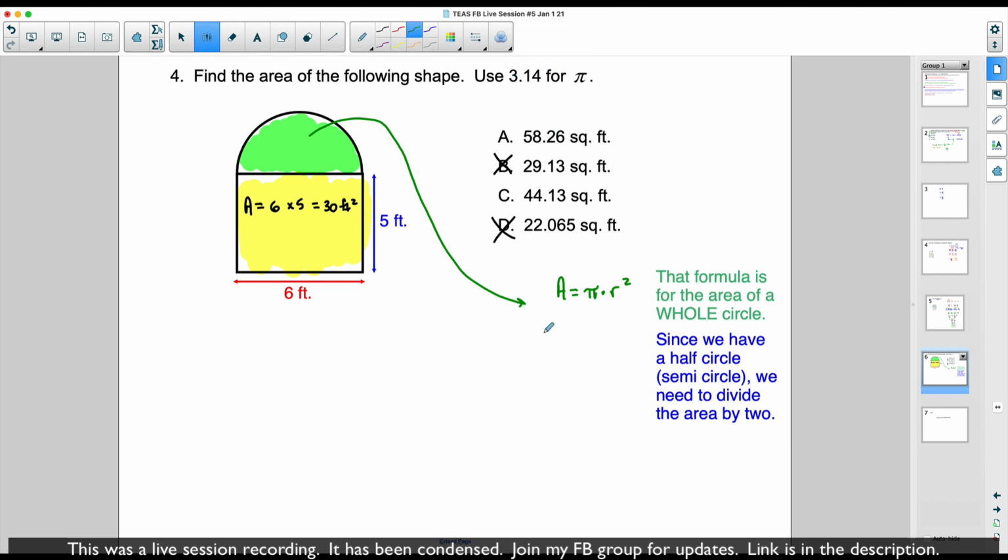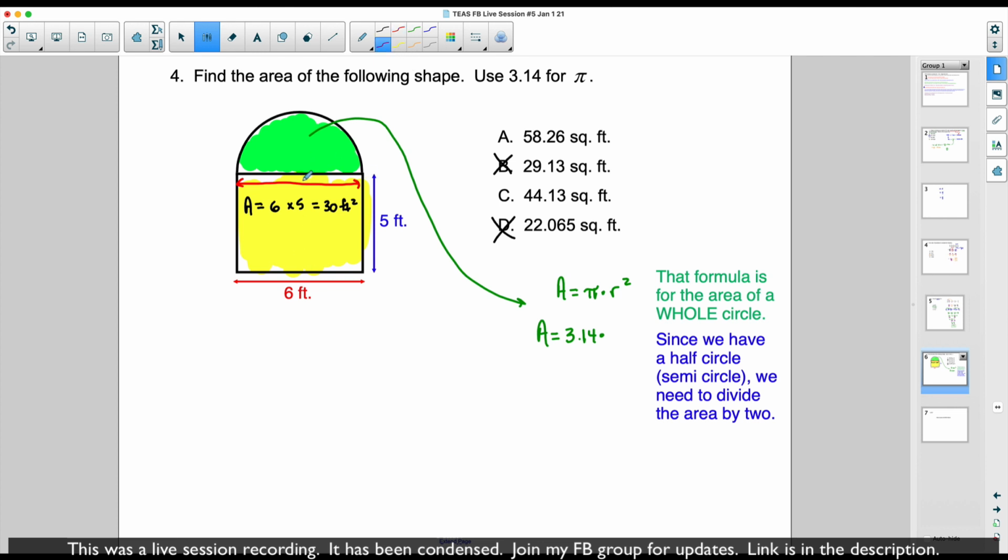So I'm going to come up here to this formula, area equals pi r squared. So pi 3.14 times the radius. Uh-oh, what the heck's the radius? This 6 feet across the bottom is the same thing as what we have right here. That is the diameter of that semicircle. The diameter from one side of that circle to the other side of the circle, 6 feet.